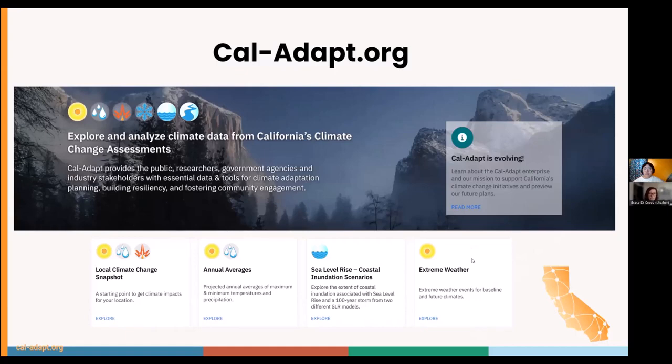So we have this tool called the Local Climate Change Snapshot, which is a great place to start for your city or for your county to understand risks from climate change. And then among other tools, you can explore sea level rise, extreme weather. We have lots of different ways to measure climate change impacts.